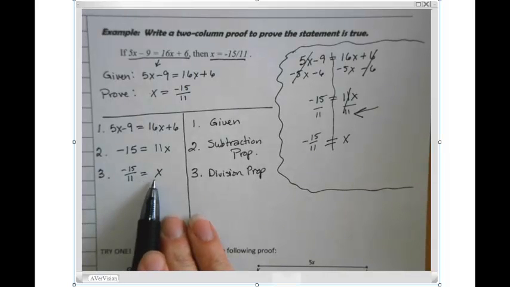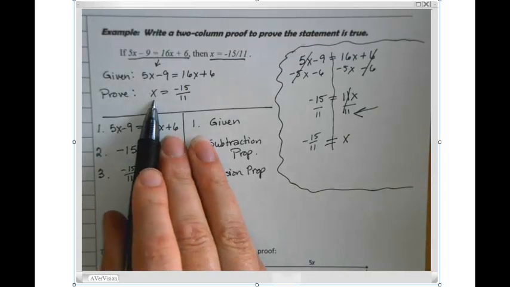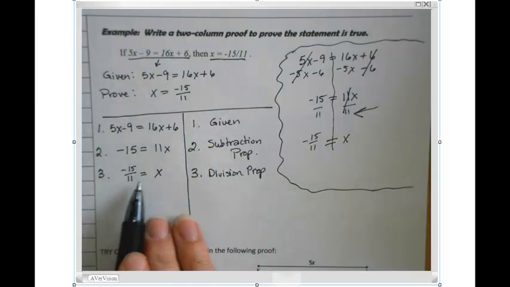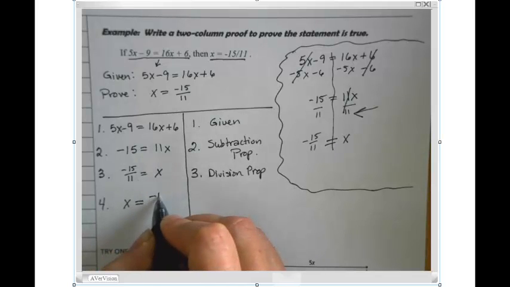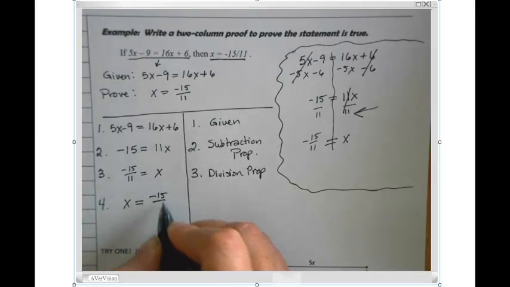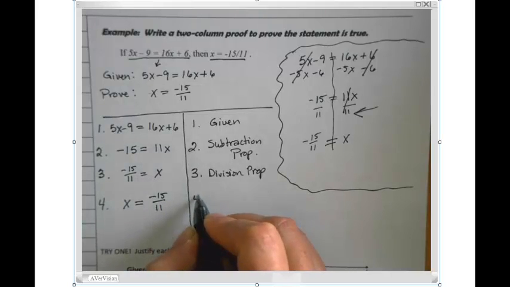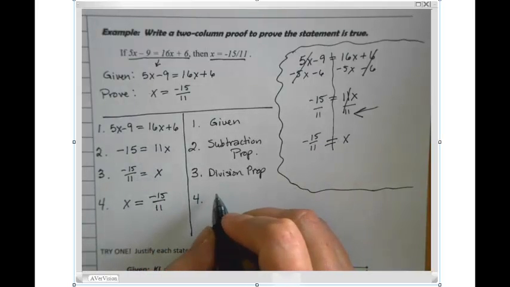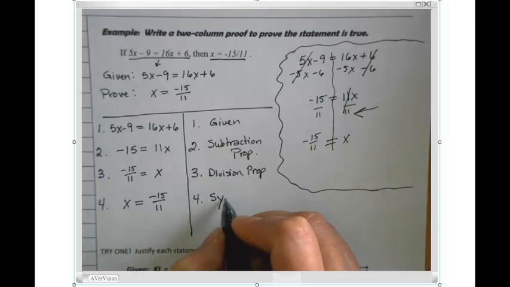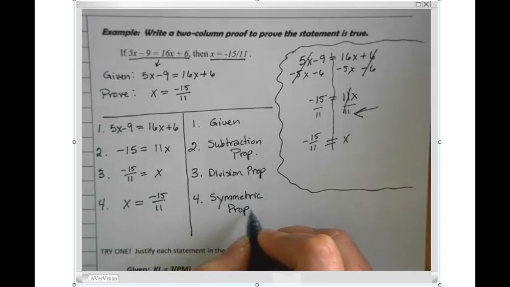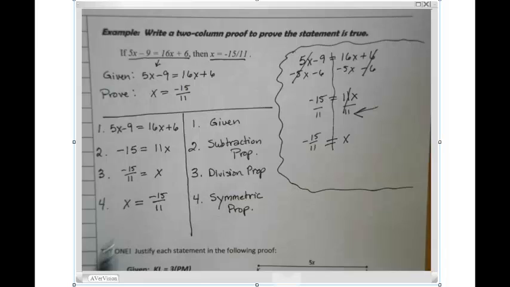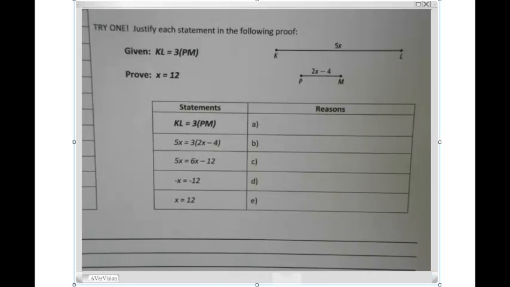Okay, almost done. X is alone, but when I look back at what my goal was, I wanted to have x on the left. So I need to switch these around. And so I'm going to put x in the front and let it equal negative 15/11. What allows me to do that? Well, you might remember that's that symmetric property, that the left or right side is the same, symmetric property. Just like the left and right sides of your face are the same, the left and right sides of the equation can be switched around. Symmetric property.